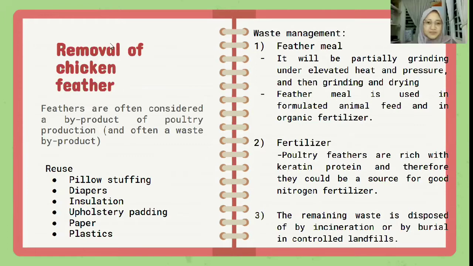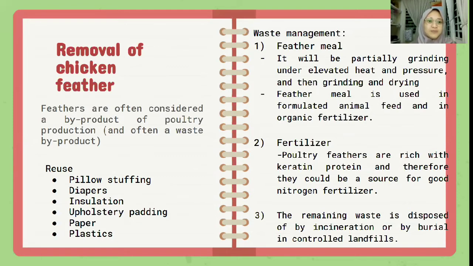So the next process is removal of chicken feather. Chicken feathers are often considered a byproduct of poultry production and often a waste byproduct. They can be reused. The feather itself can be reused as pillow stuffing, diapers, insulation, upholstery padding, paper, and also plastic. Next is the waste management.